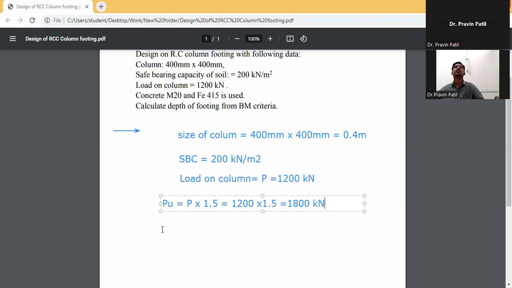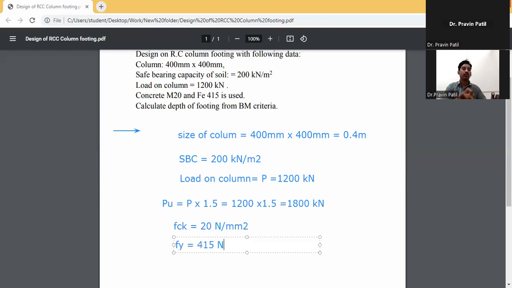Okay. So next, M20 grade of concrete is given, that is fck is equal to 20 Newton per mm square. And grade of steel is given, fy is equal to 415 Newton per mm square. And calculate depth of footing from BM criteria. So this data is given for design of RC column footing. Okay, so we'll solve step by step.